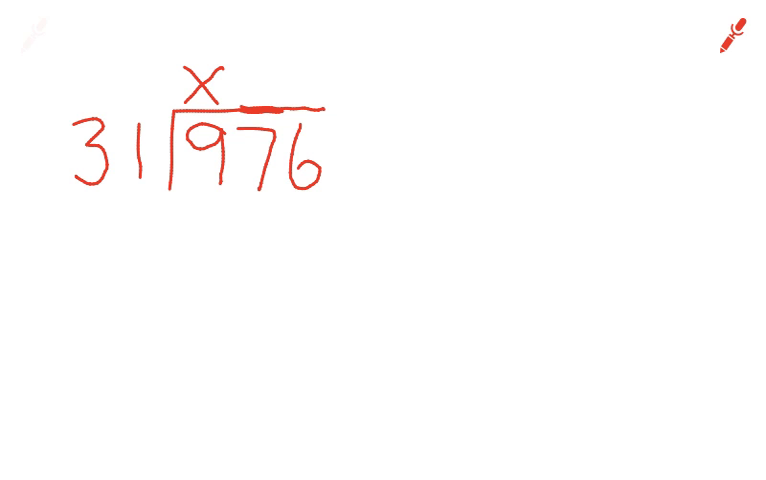Cover up your 1 in the 31 and cover up your 7 in the 97, and you ask yourself, how many times does 3 go into 9? 3 goes into 9 3 times, so we'll put a 3 up here. Remember, it might be right, it might be wrong, but it will be close. When we do 3 times 31, we get 93, so we put that down here. Subtract. And you're going to get 4.